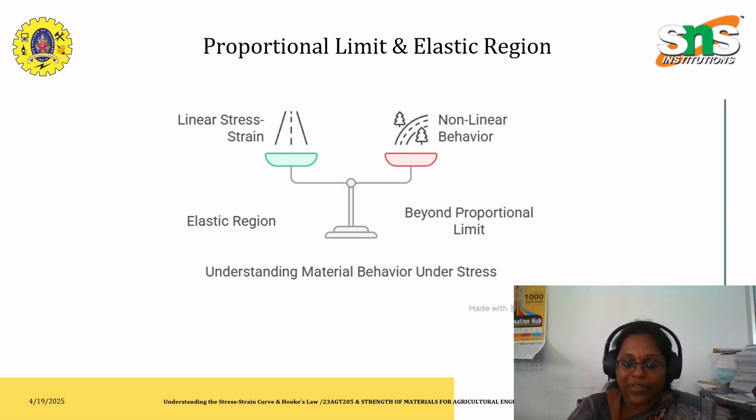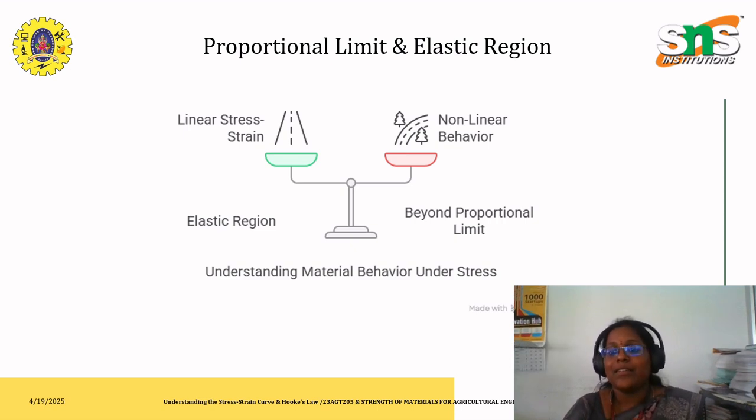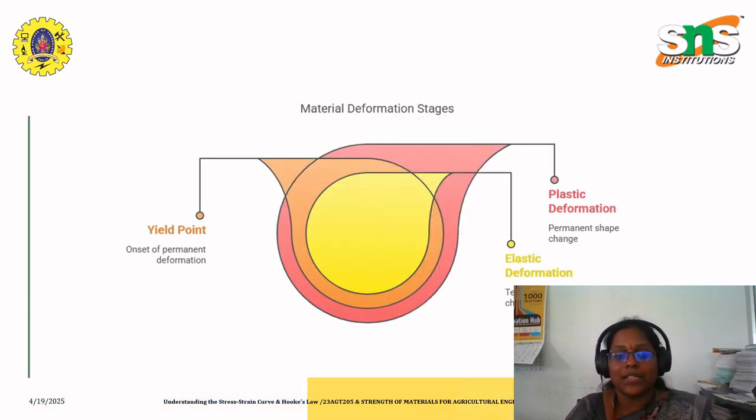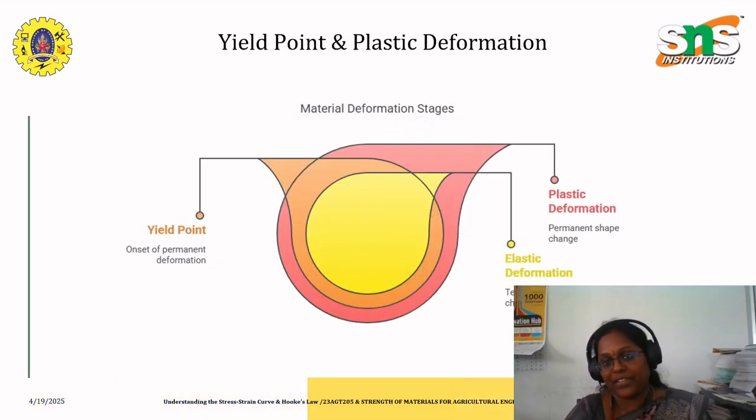But once we hit the proportional limit, the material starts to get a bit rebellious and it doesn't stretch in sync with stress anymore. So the linear part is over. This limit is said to be the proportional limit, where the stretch behavior gets disrupted. The next limit that we are going to see is yield point and plastic deformation.